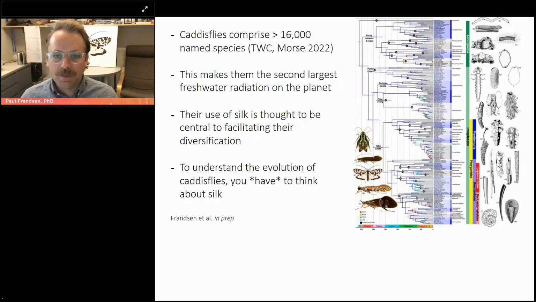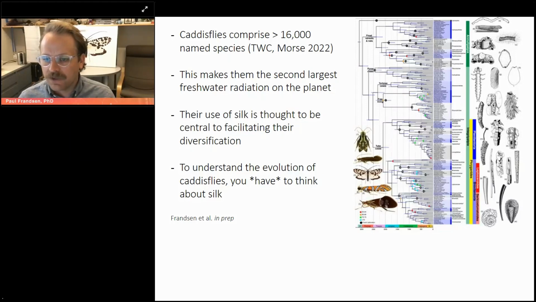The scientific name of caddisflies is Trichoptera, meaning hairy-winged. And there are about 16,000 named species of caddisflies. So that's a lot of species. That makes them the second largest freshwater radiation on the planet. So they're a very diverse group of insects that live in the water. So the larval forms live in the water. And if you look at this diagram on your right, this is a phylogenetic tree, or basically an evolutionary tree that shows the evolution of this group of insects.